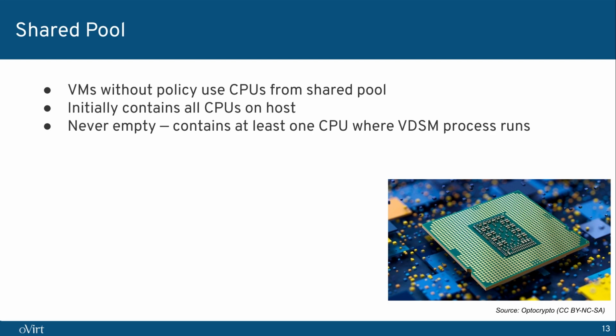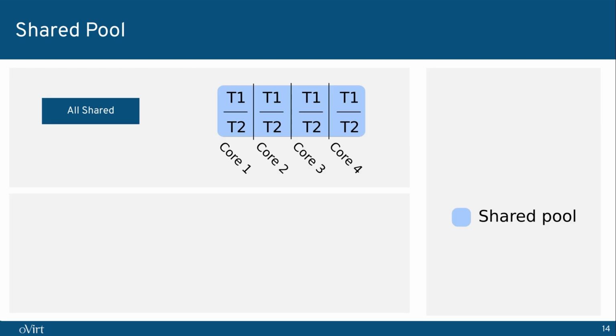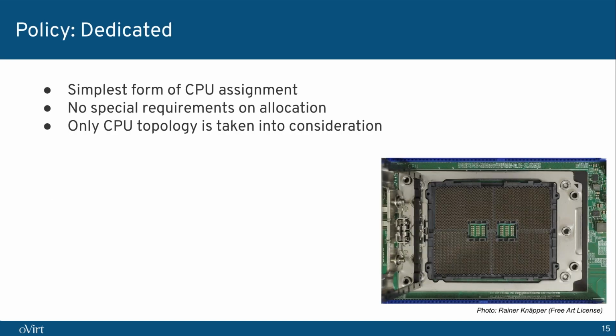It is initially full and contains all the CPUs on the host, and when you start or stop VMs, it shrinks or grows. One notable thing about the shared pool is that it is never empty. It contains at least one CPU where the VDSM process runs. So let's take an imaginary host with 4 cores and 2 threads per core, and it looks like this when you start it.